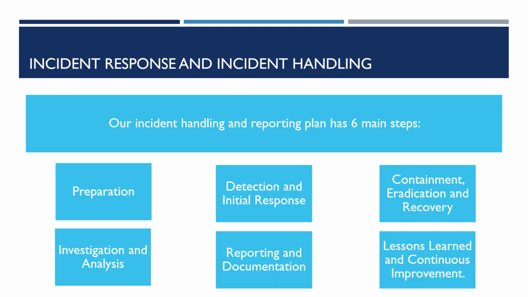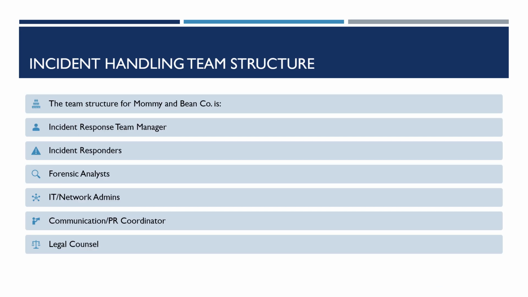Our incident response and incident handling is going to comprise of 6 main steps. These steps, as outlined further in our specific incident response and handling plan, are preparation, detection and initial response, containment, eradication and recovery, investigation and analysis, reporting and documentation, and lastly, lessons learned and continuous improvement. We always want to learn from any of the threats that we've encountered previously.